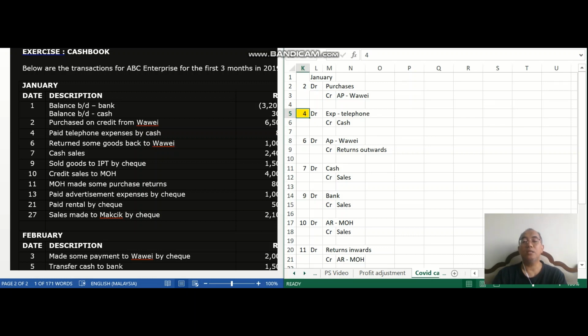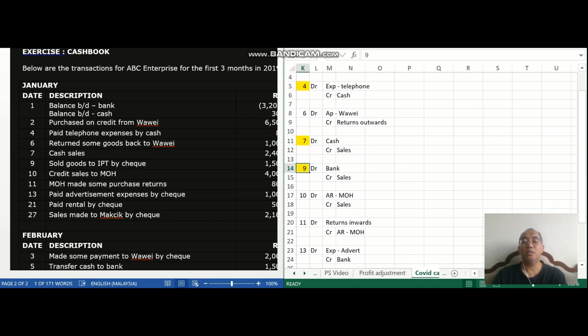Okay, and then on January 6th, we don't see the word cash or bank, so this one is not needed. On the 7th, yes, we see the word cash. Okay, take this one. What about January 9th? We see the word bank. Take this one.